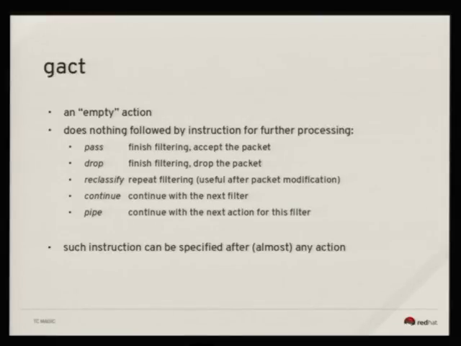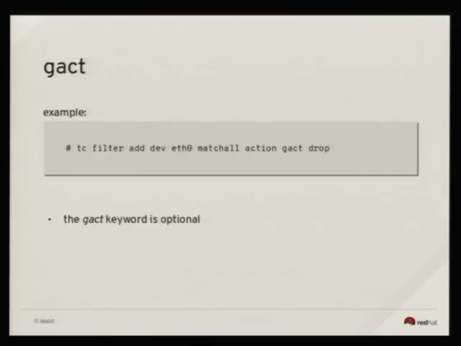Continues with the next filter. So like try to match more. And pipe, that's interesting, we can actually have more actions for a single filter. So we can specify more actions, and pipe means try the next action. So that's gact, which I call the empty action, because it just does nothing. Yeah, action, gact, and drop. The gact keyword can be omitted, so action drop is enough.